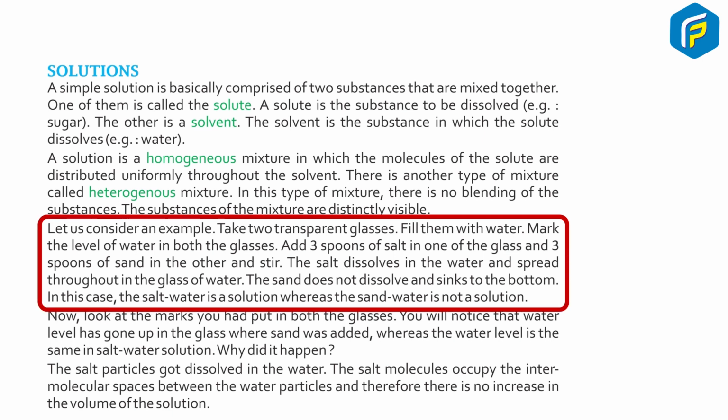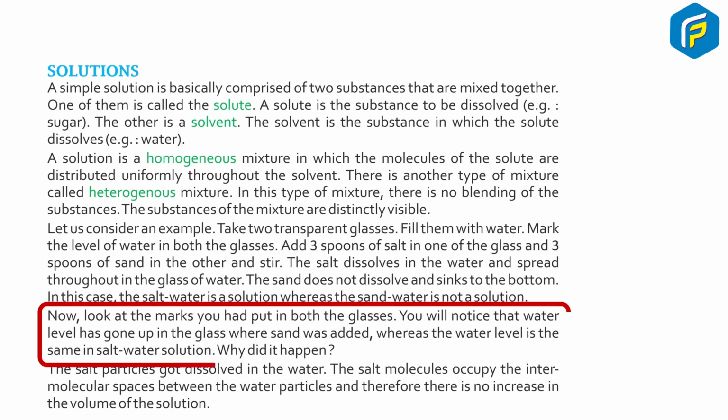Take two transparent glasses, fill them with water, and mark the level of water in both glasses. Add 3 spoons of salt in one of the glasses and 3 spoons of sand in the other and stir. The salt is dissolved in water and spread throughout the glass of water. The sand does not dissolve and sinks to the bottom. In this case, the salt water is a solution, whereas the sand water is not a solution.